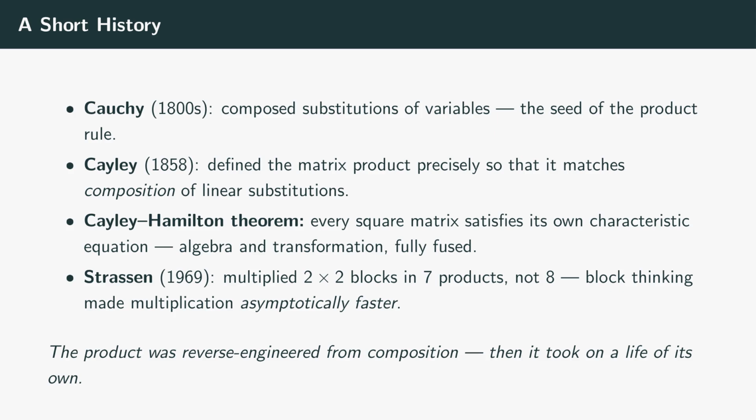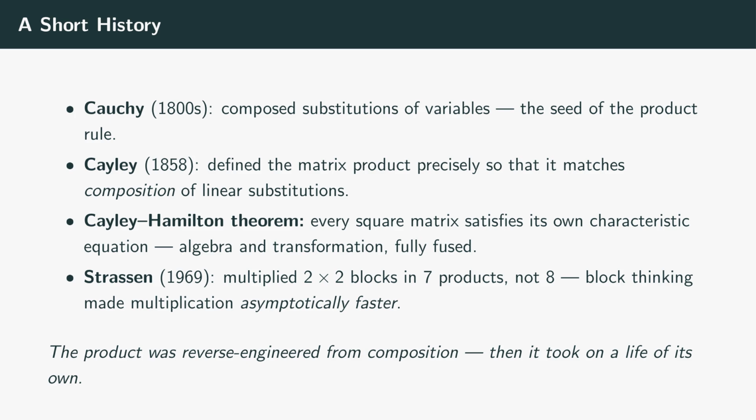A short history that explains the strange definition. In the early 1800s, mathematicians like Augustin Louis Cauchy were composing substitutions of variables, replacing one set of variables by linear combinations of another, then doing it again. Chaining those substitutions is what the matrix product secretly records. In 1858, Arthur Cayley made it official. He defined the matrix product precisely so that multiplying two matrices matches composing the corresponding linear substitutions. The definition was reverse-engineered from composition, which is why it looks odd until you know its purpose.